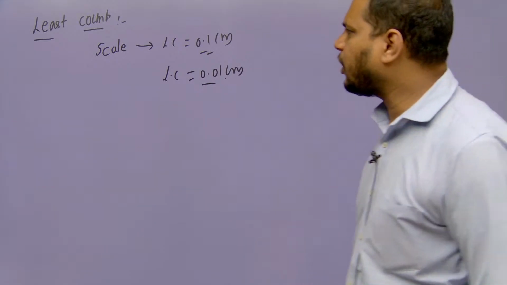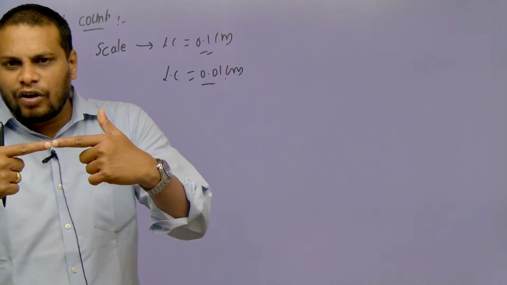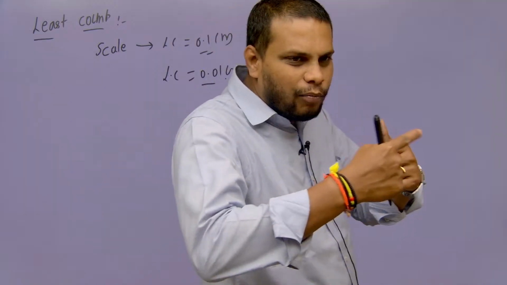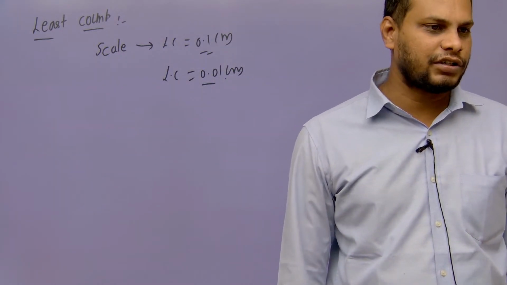Now, suppose sometimes if you take a screw gauge or vernier calipers, the pointers may not exactly coincide with each other. Sometimes it may be above or it may be below. Then what we have to do is add the zero error correction.